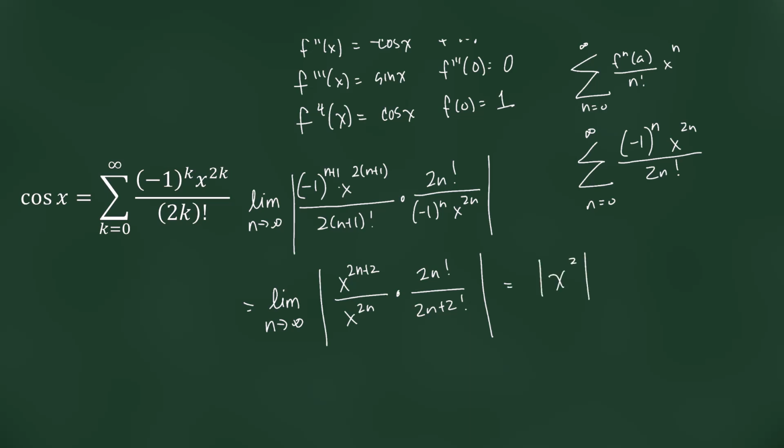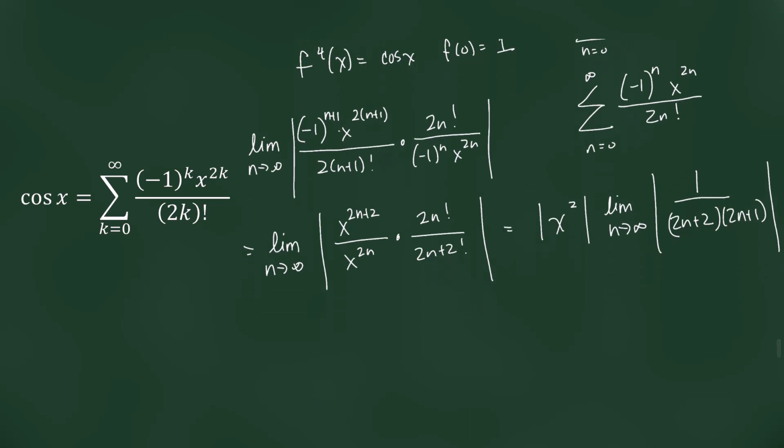We can move that to the outside because it has no n's in it, so it doesn't impact the limit, times the limit as n goes to infinity of 1 over 2n plus 2 times 2n plus 1. Those are the only two terms that are left over when we cancel all the rest of the pieces of our factorial.